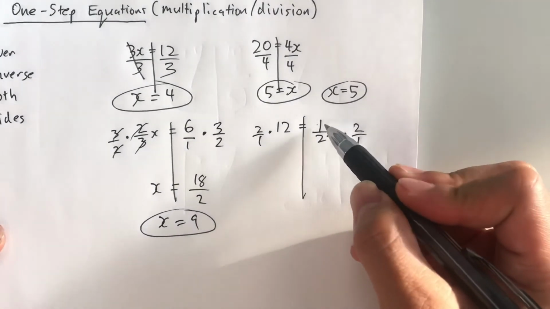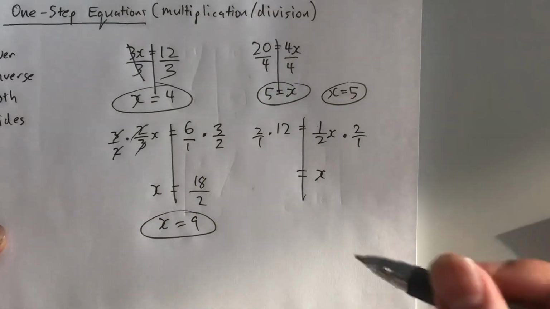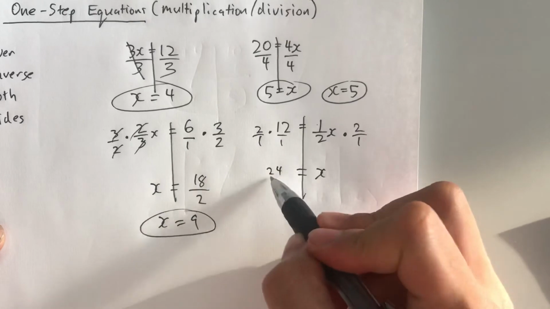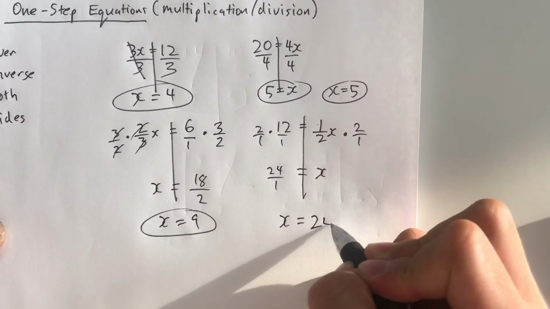So this 1/2 times 2 over 1 makes 1x, so that means x drops down. 2 times 12 is going to give you 24, and 1 times 1 is going to give you 1. So the final answer could be x is equal to 24.